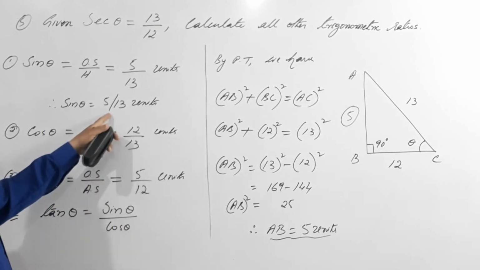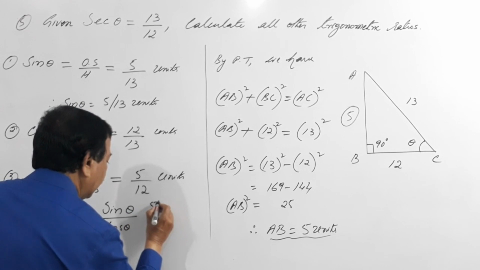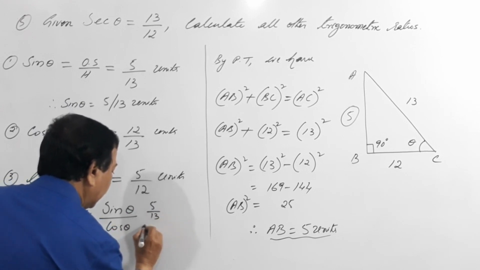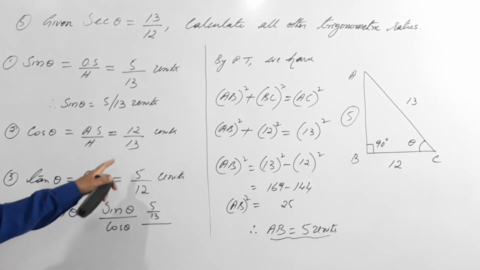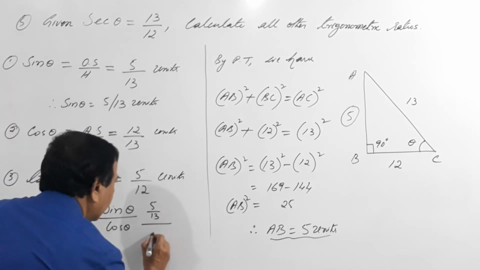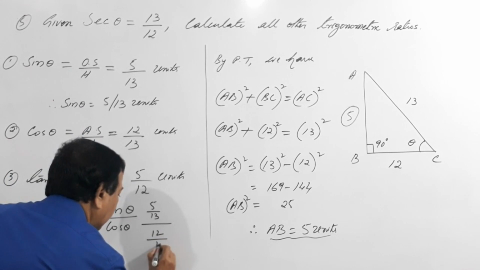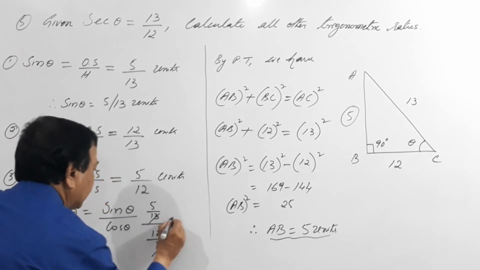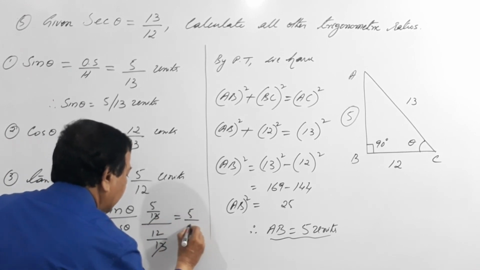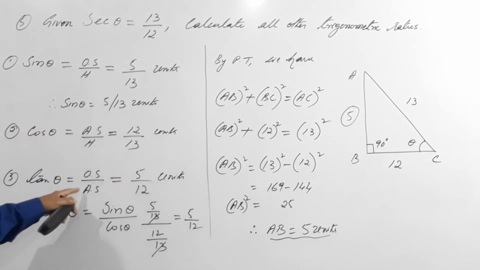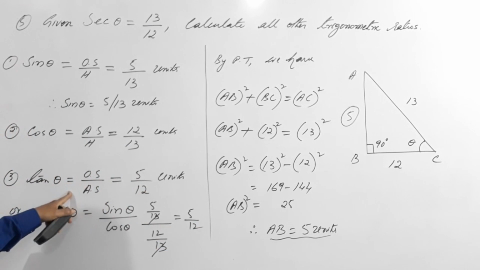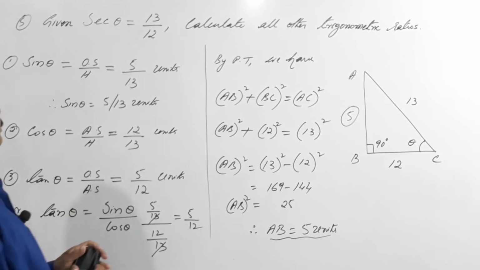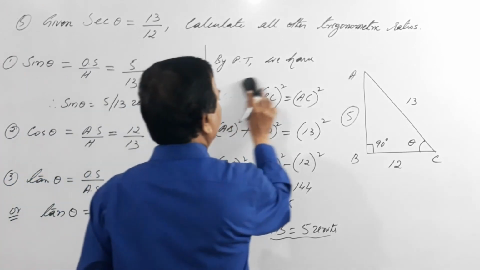What is sine? Sine is 5 by 13. 5 by 13 divided by cos, which is 12 by 13. 13 and 13 cancel. This is 5 by 12. See, in this method also it is 5 by 12, and in the other method also 5 by 12. So either you follow this or follow this. You got this. Make a note.